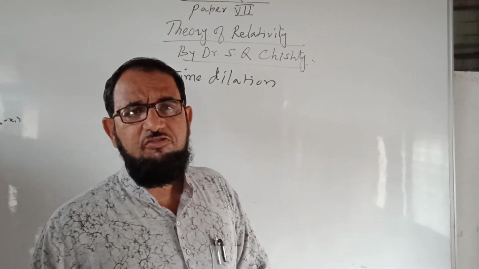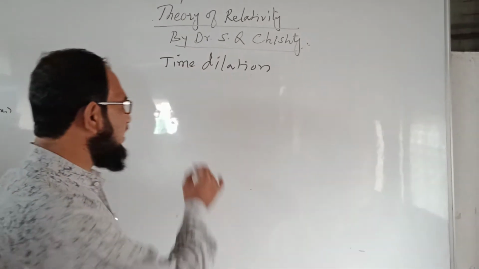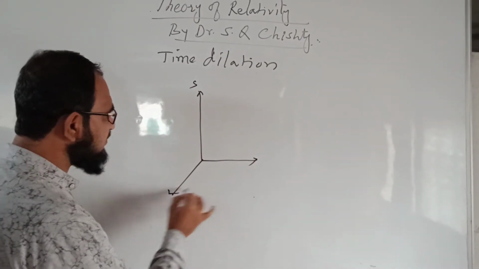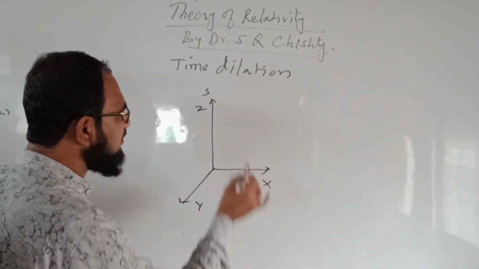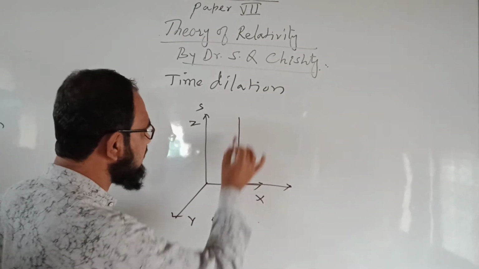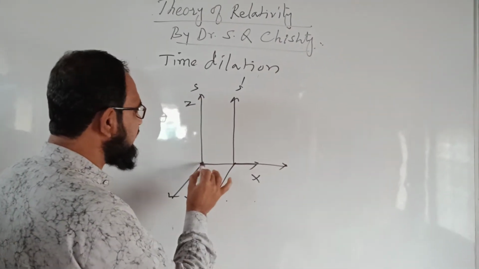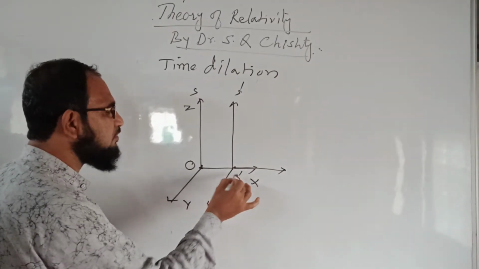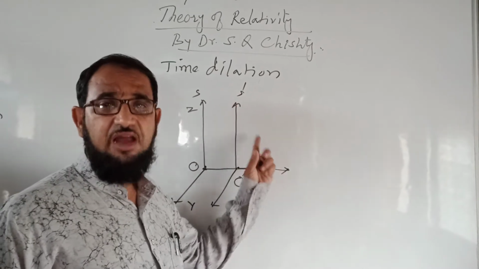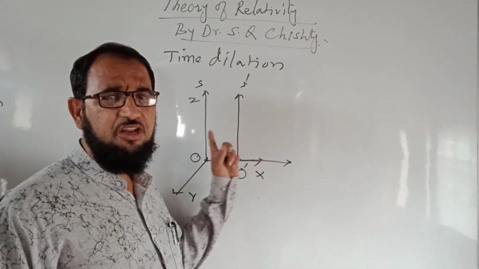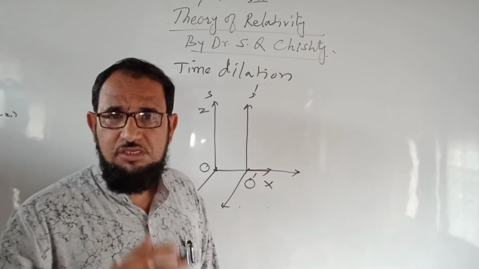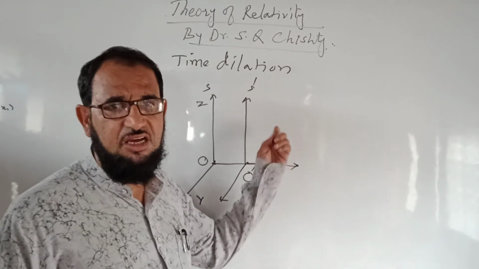Suppose here there are two frames of reference, S and S dash. This is the first frame of reference S, with coordinates X, Y and Z. There is another frame of reference S dash. The first observer is at point O, the second observer is at point O dash. Now the times are not synchronized. Time in both the frames of reference is not synchronized. Both the observers are using their own clocks to measure the time.